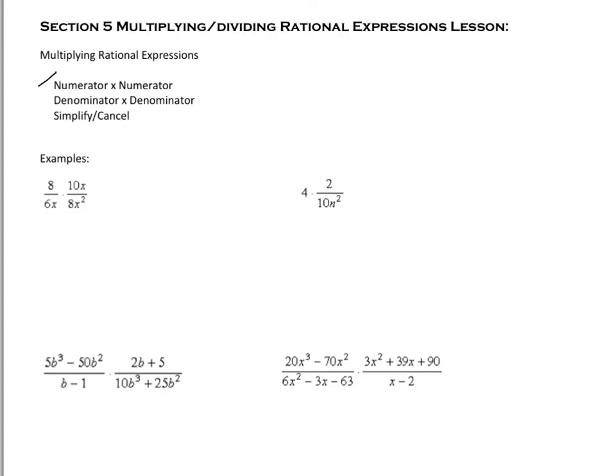It's going to be a rational expression, again, means fraction, so you would take numerator times numerator, denominator times denominator, and simplify or cancel if possible. This part can be done first or last, it's up to you.